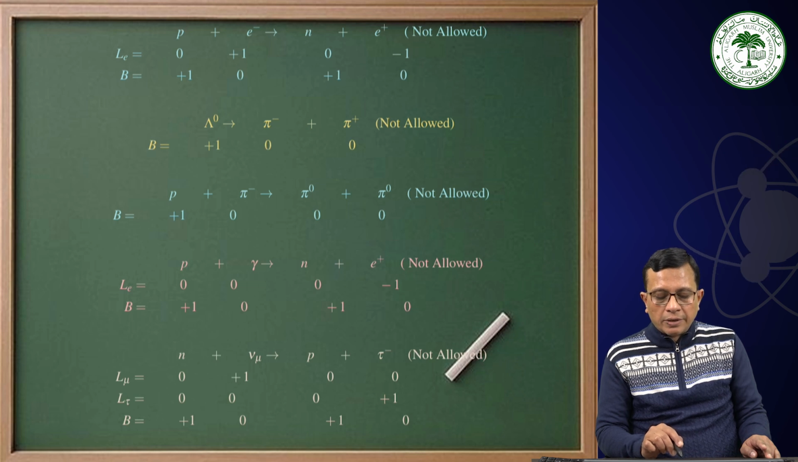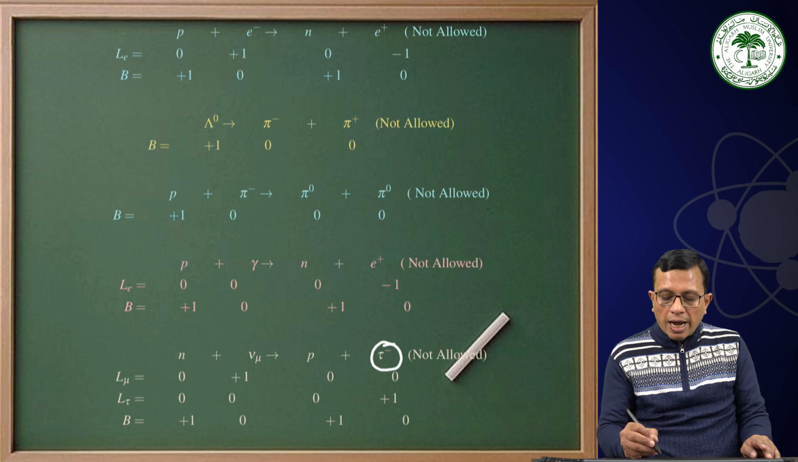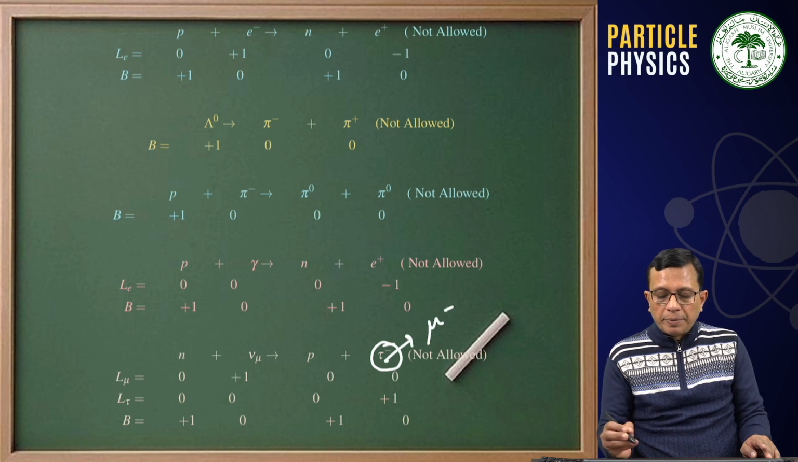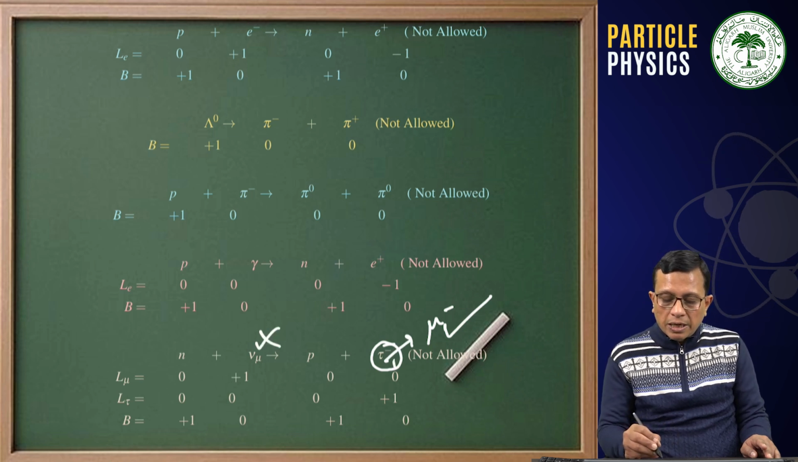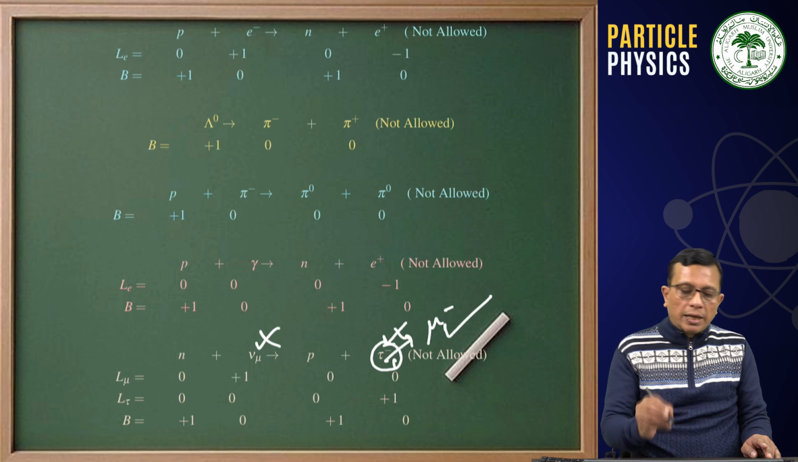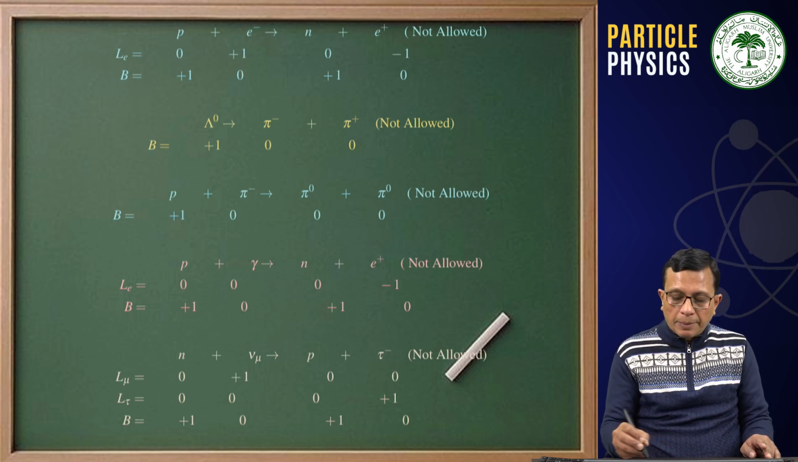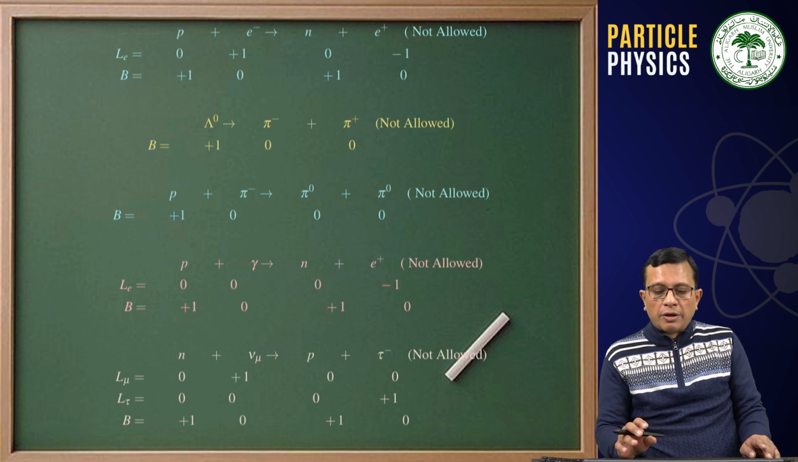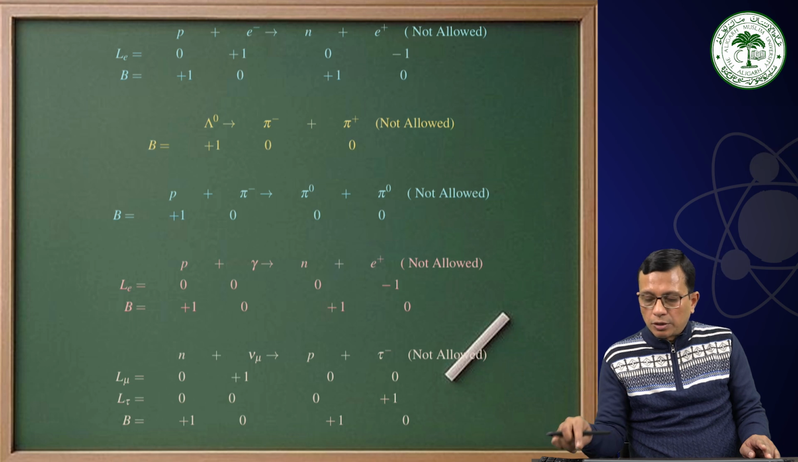Similarly, here we have nu mu plus n, and here we have tau minus. Had it been mu minus, then that would be an allowed process. But since we have tau minus, we are violating muon lepton number as well as tauon lepton number. Therefore, this process will not be allowed. So we have lepton number conservation as well as baryon number conservation, and these conservation laws are part of the standard model of particle physics, which says that they should be conserved.